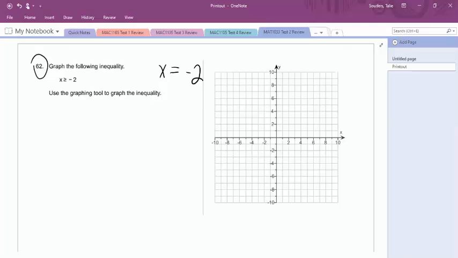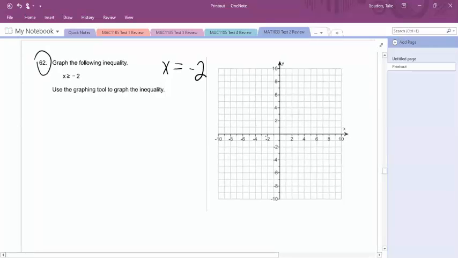A vertical line going through -2. Very good. So go through -2 on the x-axis, draw a vertical line. Is this line going to be solid or dashed? Solid. Solid. Solid because of the equal to sign underneath the greater than symbol. Good. Now with shading here, it's a little bit different.